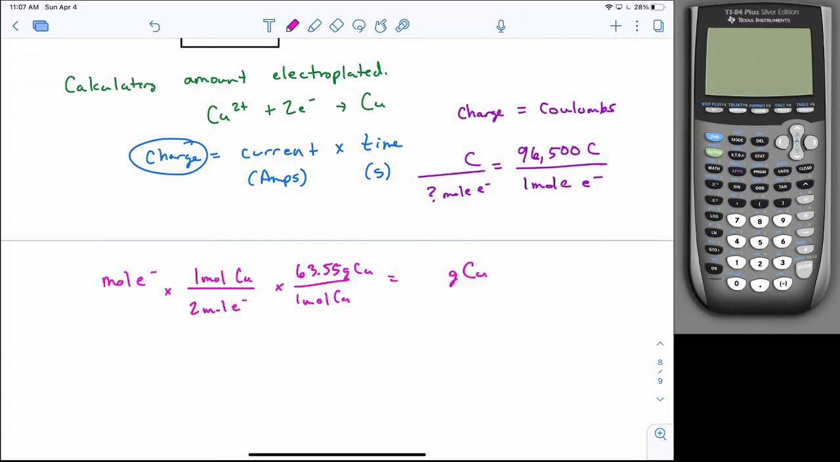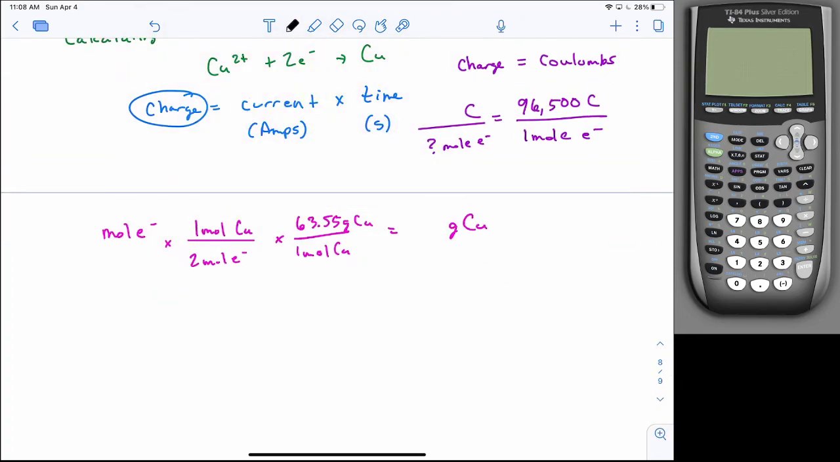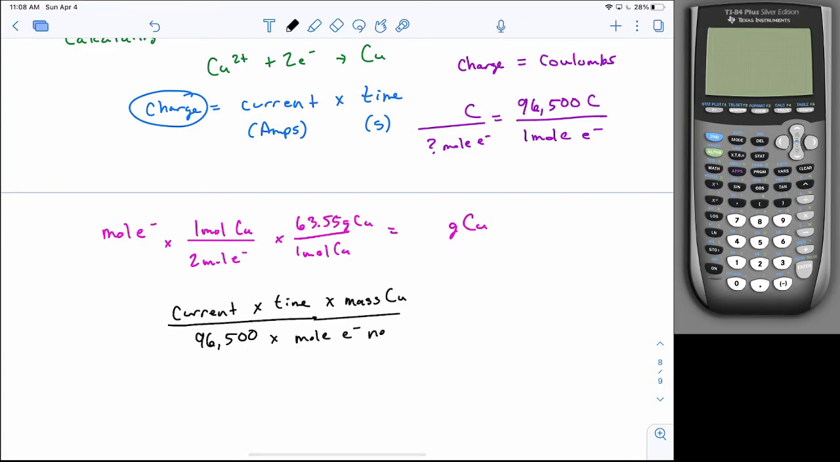I'm trying to think, because I think I've seen some people do this as one big equation, and the multiple choice, they tend to like to do that. So if I were to combine this, let's see. Okay, so I know my current times time, divided by 96,500 is my charge, my moles of electrons. And then I multiply by the mass of the metal, and I divide by the moles of electrons needed.